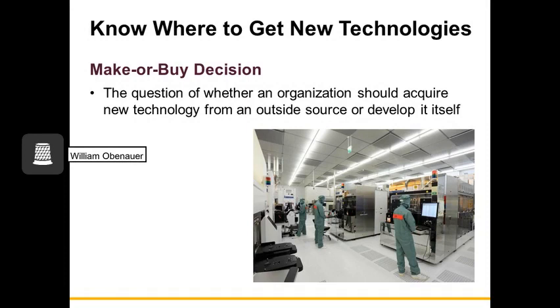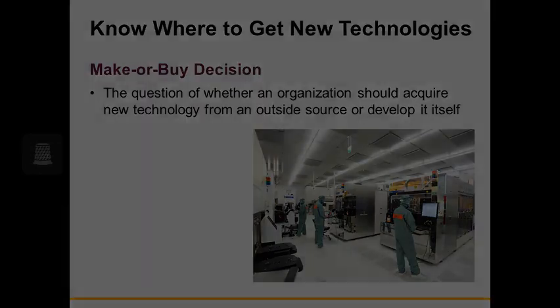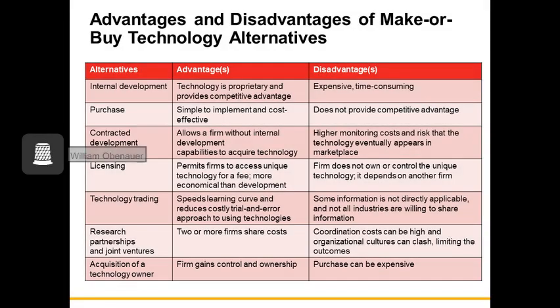Now, once we've decided that we need to implement a new technology, we need to decide where this technology is going to come from and how we're going to acquire it. And this is often referred to as a make or buy decision. Now, I don't really love the term make or buy because it makes it sound like acquiring a technology is a binary decision, like we have two options, but there's actually a lot of different options that we have here.